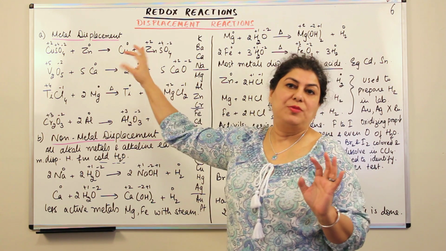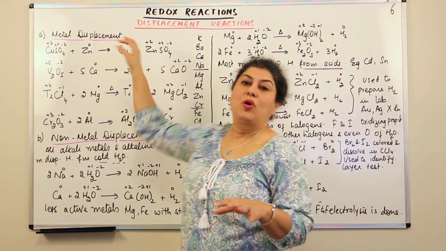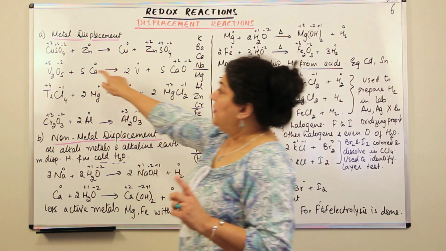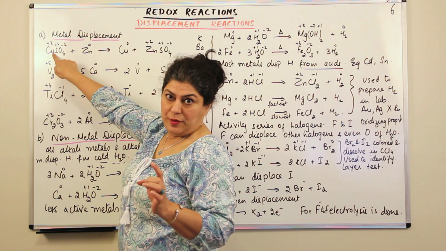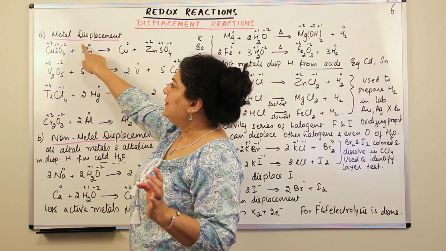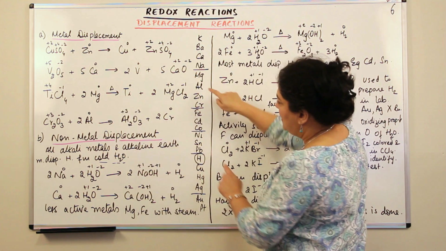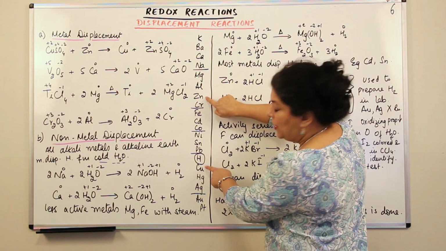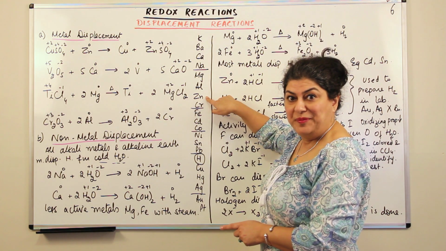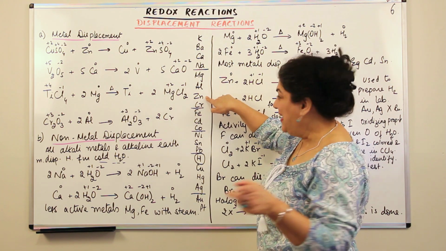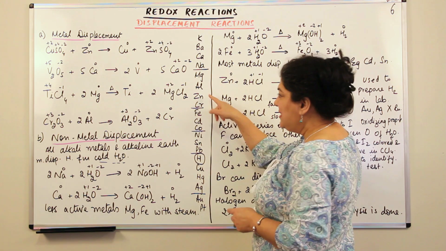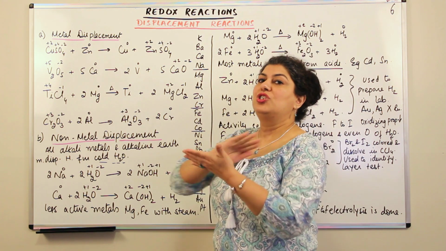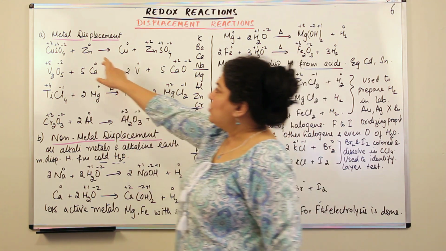Now let us come to the displacement reactions. We first talk of metal displacement. Now look here, you have a salt, copper sulfate, and the metal that you have is zinc. Look at the reactivity series. Copper is here and zinc is high up here. Do you think zinc can displace copper? Of course it can, right? Because zinc is higher up, and any metal which is higher up will have the capability to displace the weaker metal.